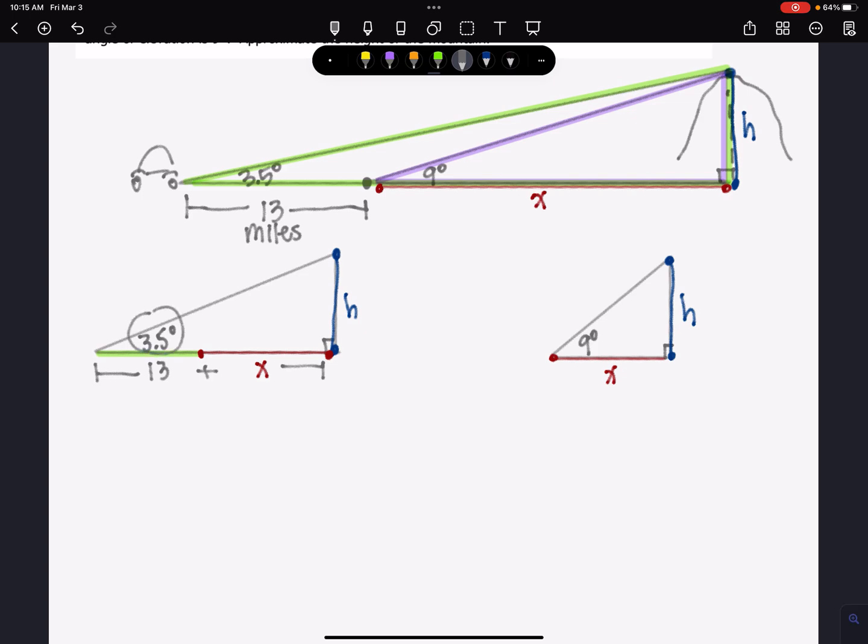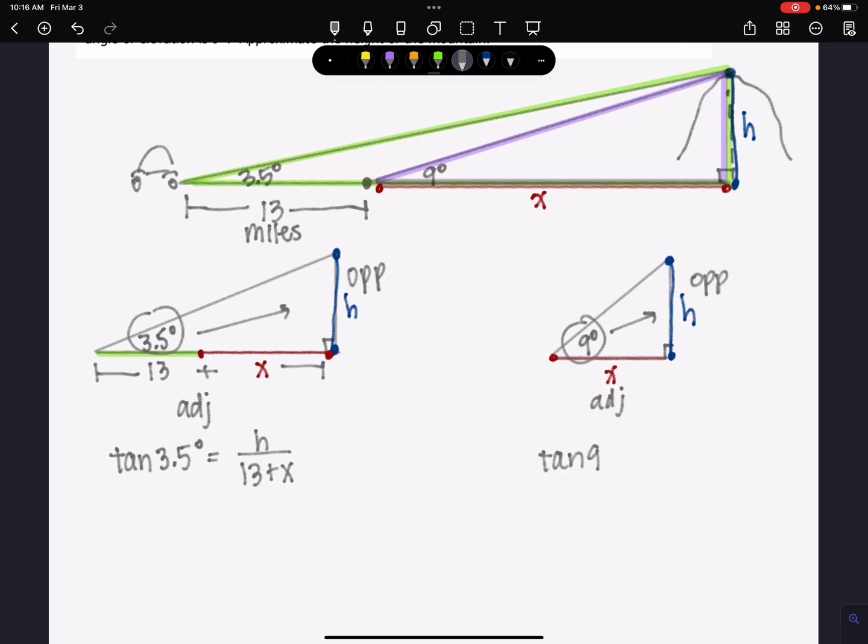So I draw an arrow going to the opposite side. So the height is going to be the opposite side, and then the other leg is the adjacent side. So opposite, adjacent, that's tangent. So the tangent of 3.5 degrees is equal to H over 13 plus X. Now I'm going to go over to the triangle on the right, and I'm going to do the same thing. I've got opposite, and I've got adjacent. That's tangent as well. That's the tangent of 9 degrees, though, and that's equal to H over X.